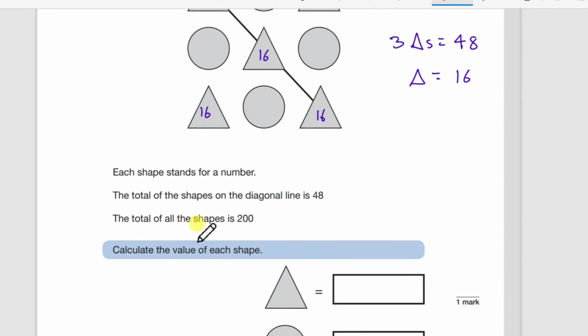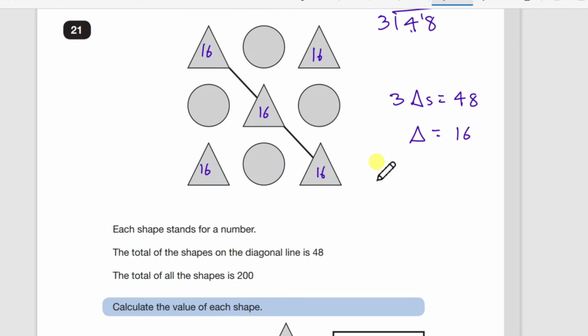Now, the total of all the shapes is 200. Wow. Okay, that means 5 triangles plus 4 circles is 200. Let's write down 4 triangles plus... Oops, there's 5 triangles, my bad. So let's double check. So 1, 2, 3, 4, 5. So 5 triangles plus 4 circles equals 200.